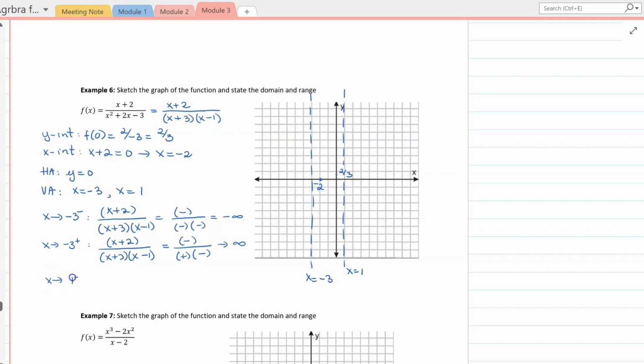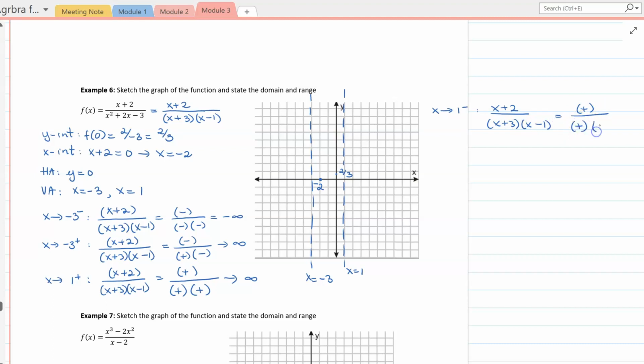x approaches 1 from the right. x plus 2 divided by x plus 3 times x minus 1. x plus 2 is going to be positive, positive, positive. So going to positive infinity. x approaches 1 from the left. Then x plus 2 divided by x plus 3 times x minus 1 is going to be positive, positive, and negative. So this is negative infinity.